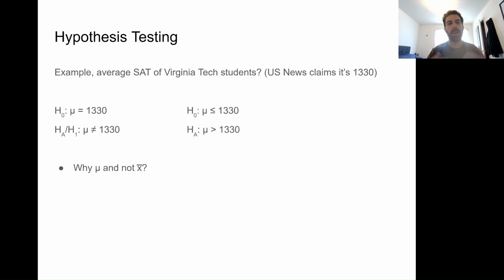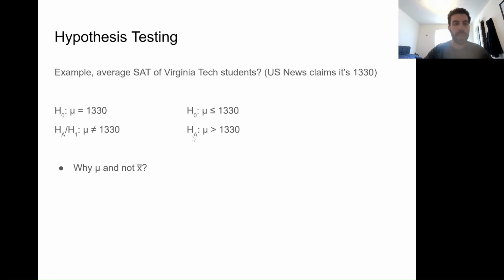So I threw out an example here. What is the average SAT score of Virginia Tech students? According to U.S. News, we know the answer. It's 1330. That's the average of Virginia Tech students. However, let's say I'm a skeptic. I don't quite buy it. I want to conduct my own test to figure out if that's true or not.